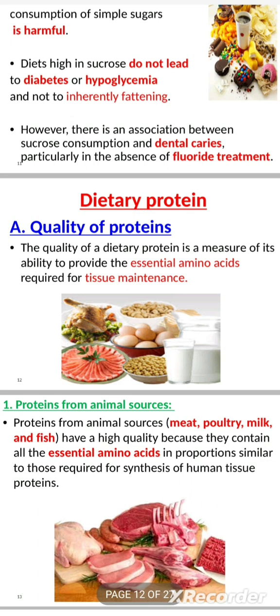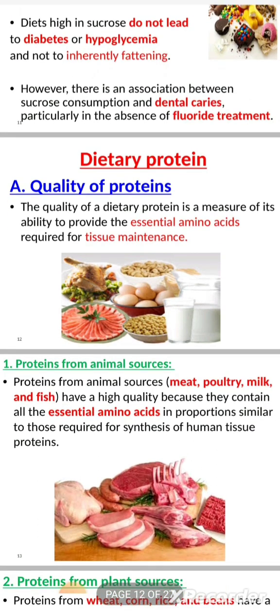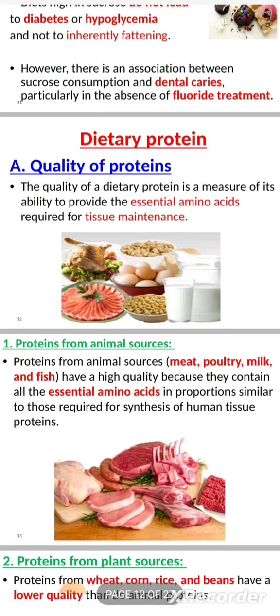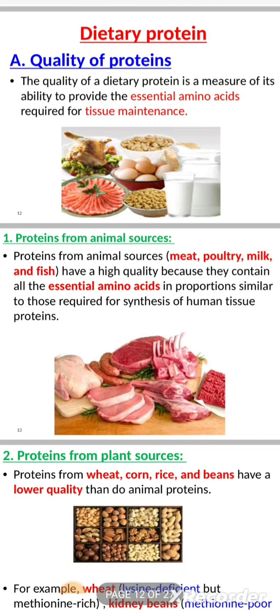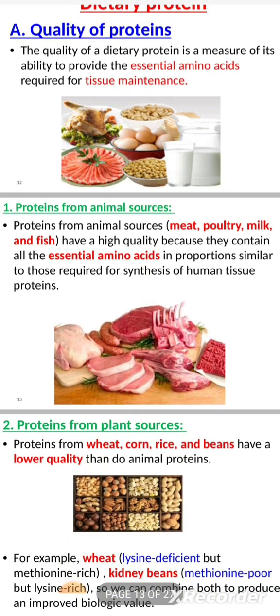Dietary proteins, on the other hand, are very important for humans. The quality of dietary protein is a measure of its ability to provide essential amino acids. We know there are essential amino acids and non-essential amino acids. Essential ones should be provided in the diet. About 10 amino acids should be provided in the diet for tissue maintenance. Protein from animal sources like meat, poultry, milk, and fish has high quality because it contains all the essential amino acids, compared to plant protein that lacks some amino acids.